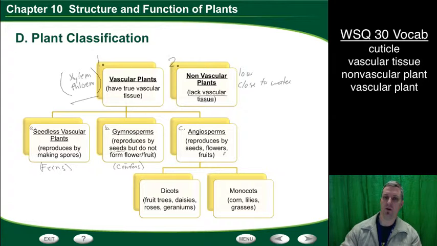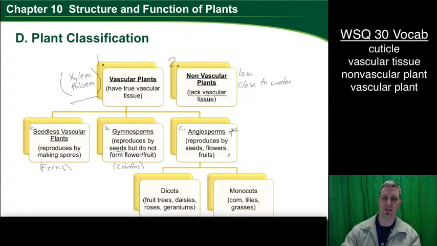The last group are angiosperms. Angiosperms reproduce by seeds. They do have flowers and fruits. This is the major classification, and most plants fit into this. And these would be plants like roses and fruit trees and things like that. Angiosperms can also be broken down into two smaller classes, okay, dicots and monocots, and we'll talk about these words more, really just referring to the structure of the particular plant. Dicots includes fruit trees and daisies and roses and geraniums, and monocots includes corn and lilies and grasses.